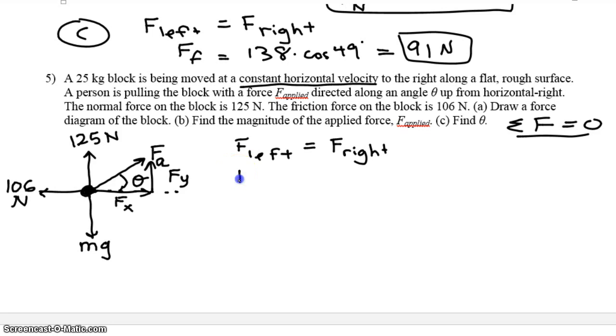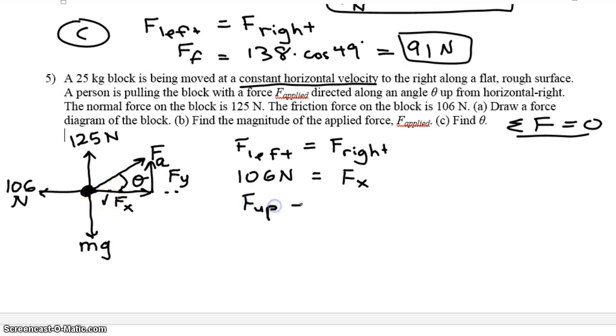So what are the left forces? There's just that 106 newtons of friction. What are the right forces? Just F sub x. Like that. Okay, so now we found the x component. Now let's find the y component.